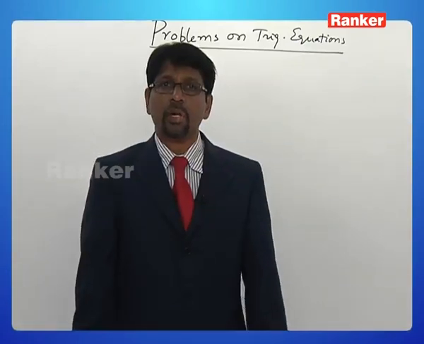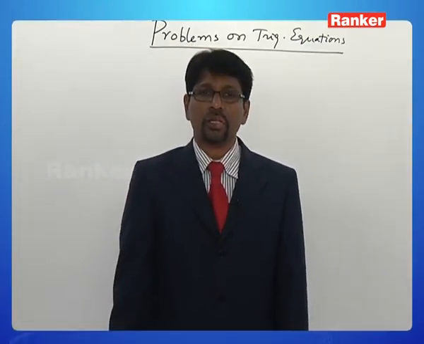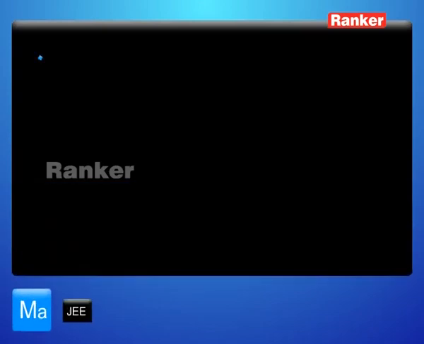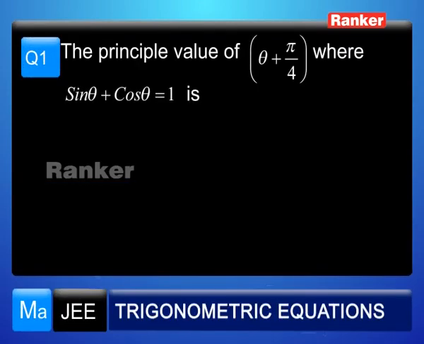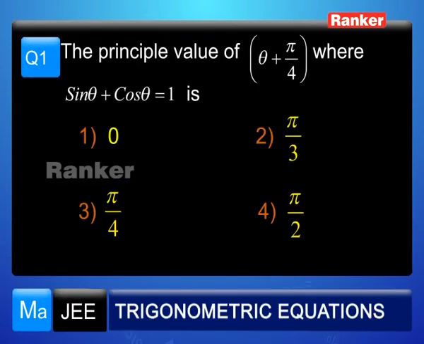We shall now discuss some problems on trigonometric equations. Problem number 1. The principal value of theta plus pi by 4 where sin theta plus cos theta is equal to 1 is: first option 0, second option pi by 3, third option pi by 4 and fourth option pi by 2.